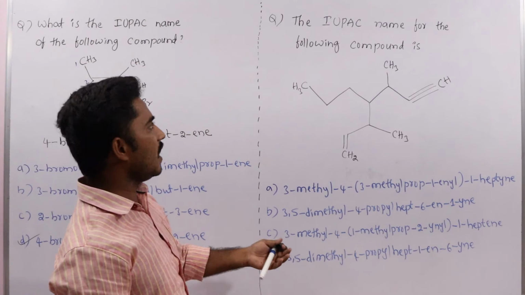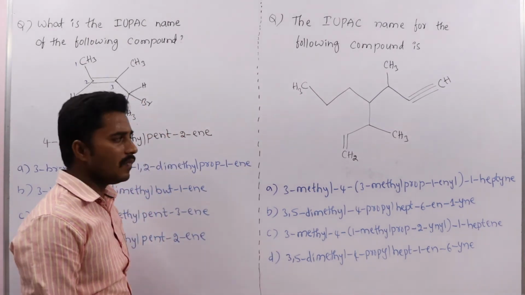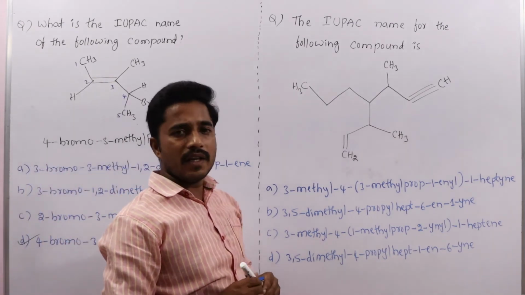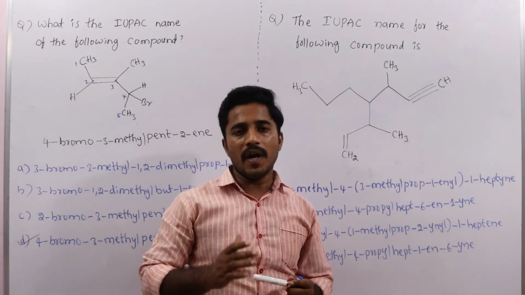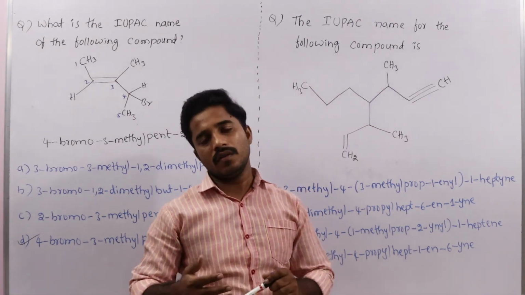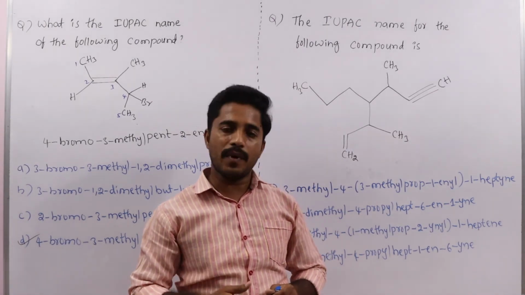Let us see the next question. The IUPAC name for the following compound is. Here in this molecule, always remember the parent chain should compulsorily contain multiple bonds, even though that violates the rule of more number of carbons in the parent chain.